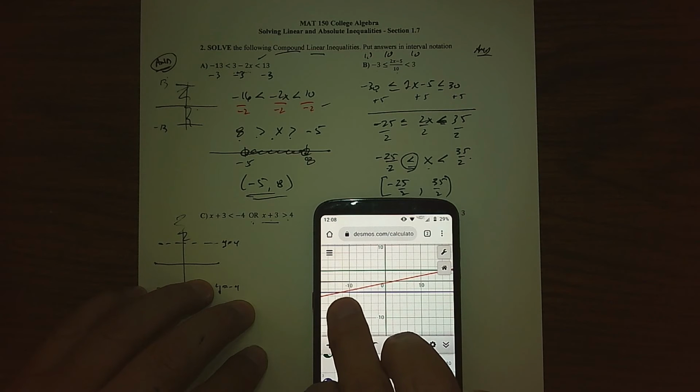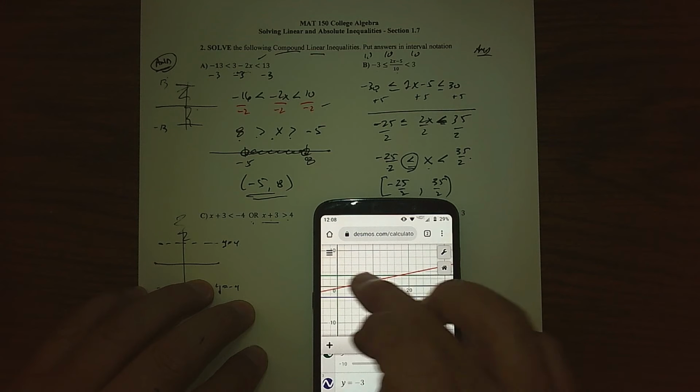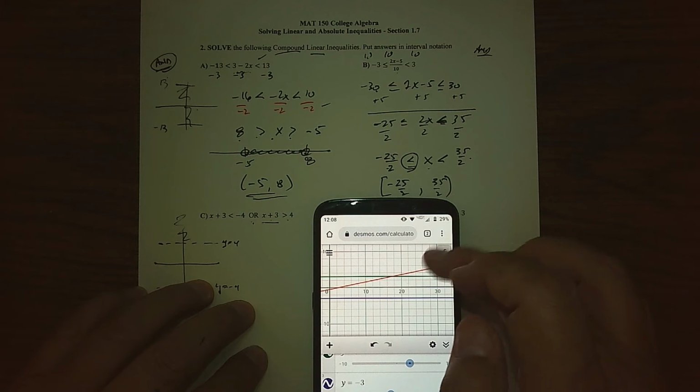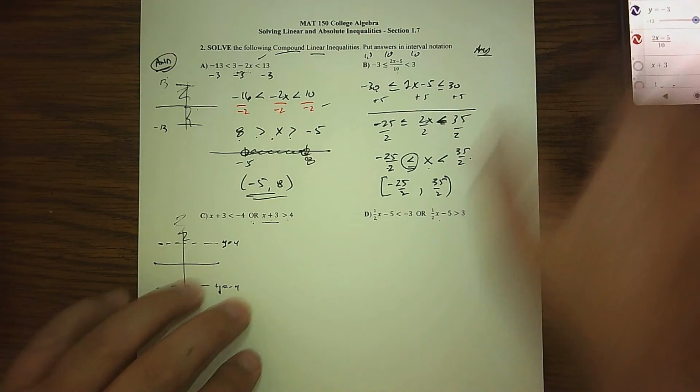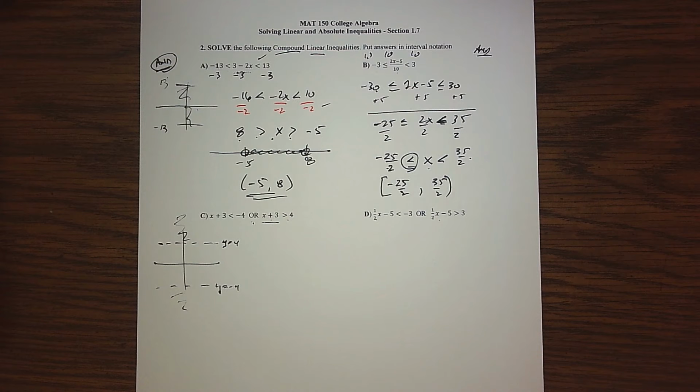So there's about -12.5. We're above -3, but we're below 17.5. And then there's 17.5, and then we start getting above it. So there's my solution to that one, and we're off to the races, and we are running.